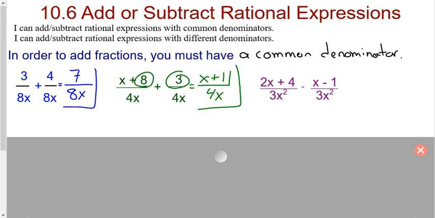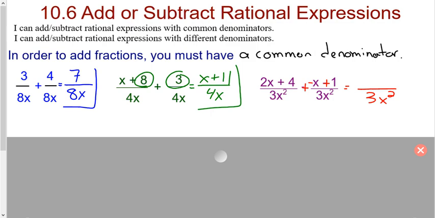Now on the last one, we have a subtracting problem. As we've talked about previously, mainly when we were talking about subtracting polynomials, whenever we have a subtracting problem, we're going to make it adding the opposite. So we have to change all of the signs in the second expression, the one after the subtracting. Again, our denominator matches, so it's going to stay 3x squared. And now it's a matter of adding those like terms.